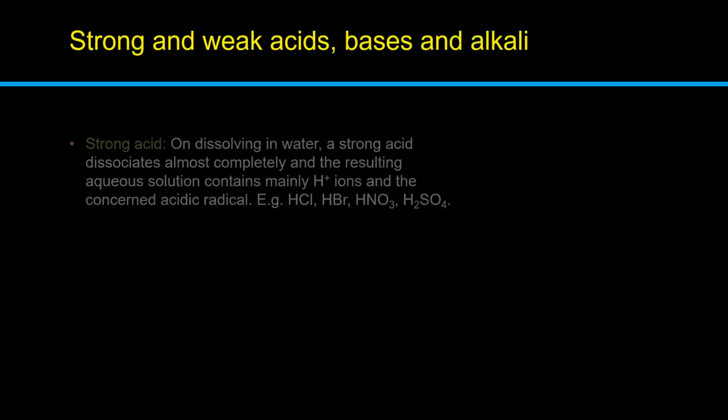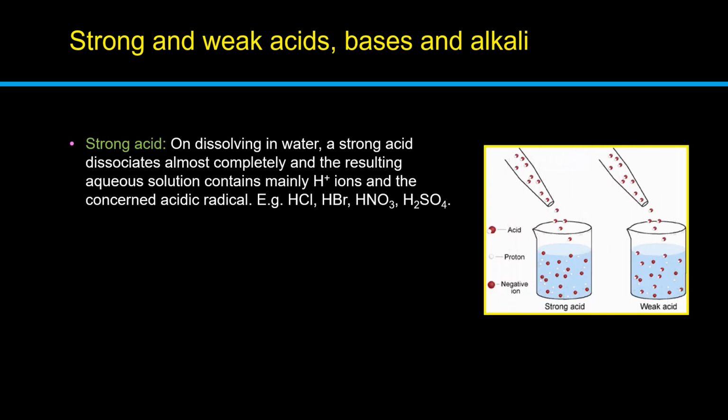First, about strong acid. A strong acid is one that, on dissolving in water, dissociates almost completely. The resulting aqueous solution will have H+ as the only cation, and the concerned anion will also be present. You can see this is the cation, termed a proton, H+, and then a negative ion according to the compound present.